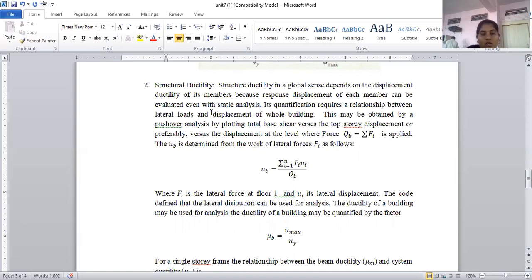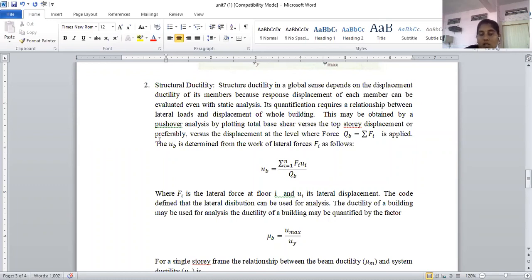Write down the next point, that is the structural ductility. Structural ductility is in the global sense. It depends on the displacement ductility of its members, because the response displacement of each member can be evaluated with the static analysis.